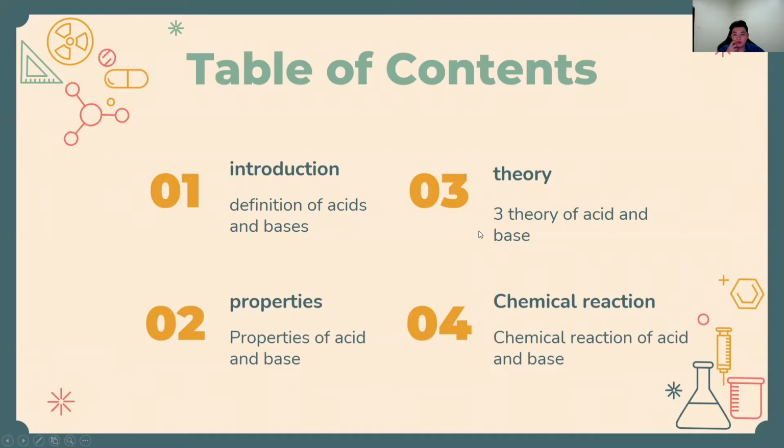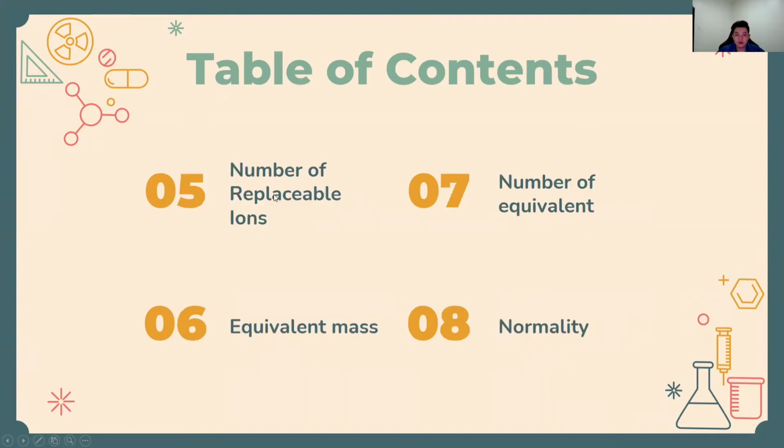So first we have the table of content. First we have introduction, the definition of acid and bases. And second we have properties of acid and base. Third we have theory of acid and base, and then chemical reaction. Then we have the number of replaceable ions, equivalent mass, number of equivalent, and normality.